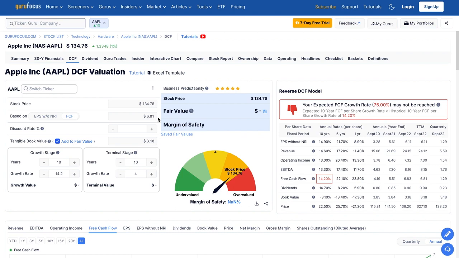So here we'll use our required annual rate of return or our discount rate and we'll put in 15, which is what Buffett is looking for. Then this is a two-stage model. So we first want to approximate a growth stage for the next 10 years for Apple.